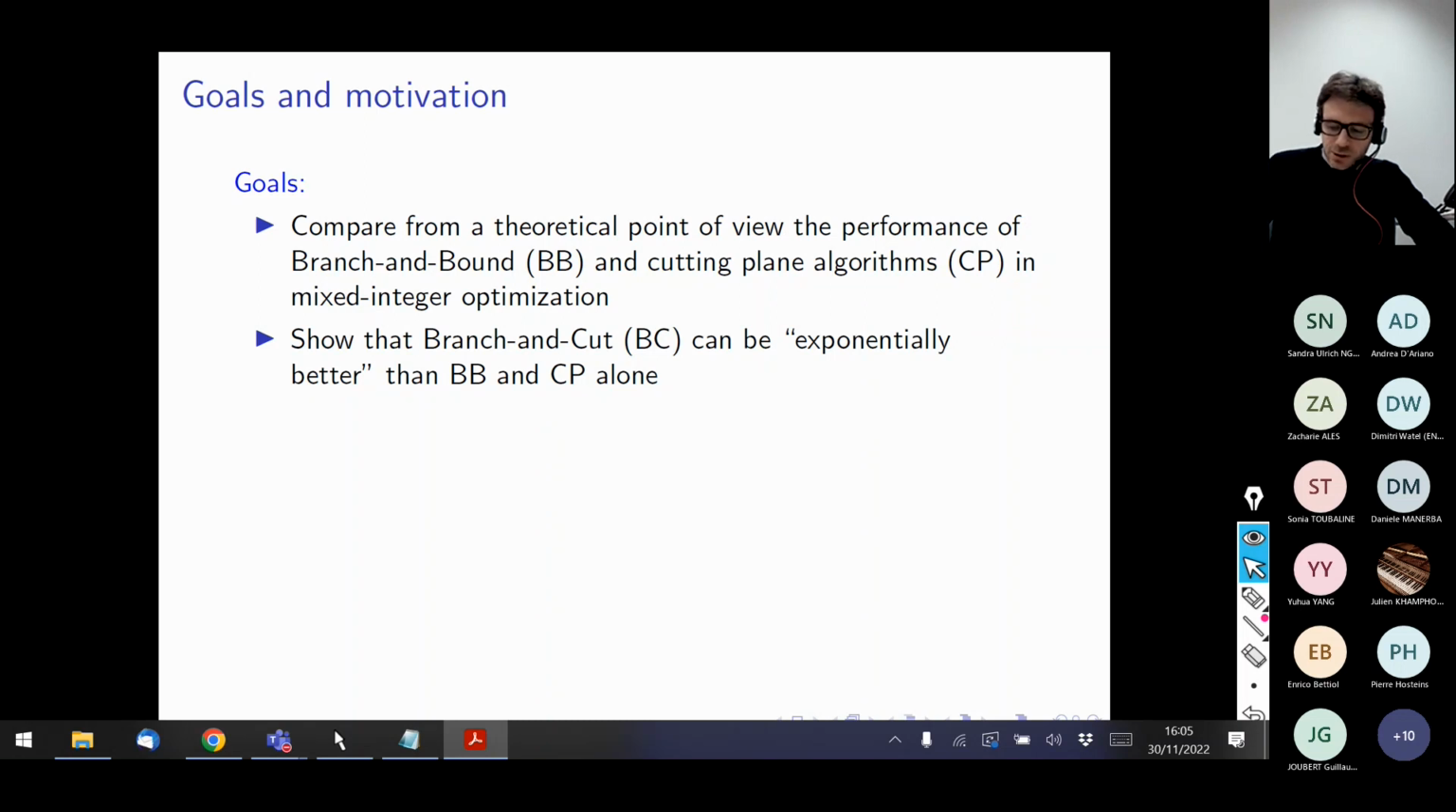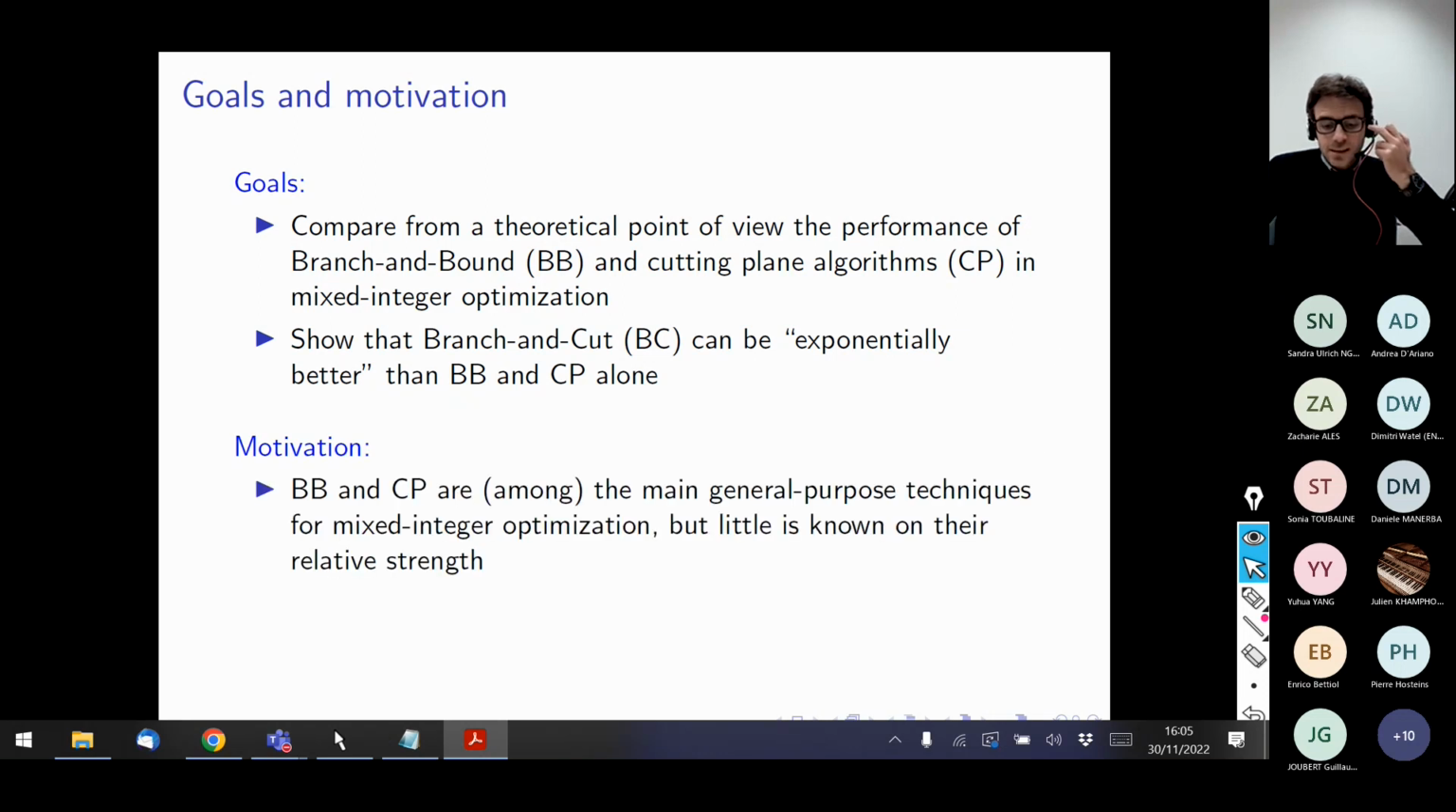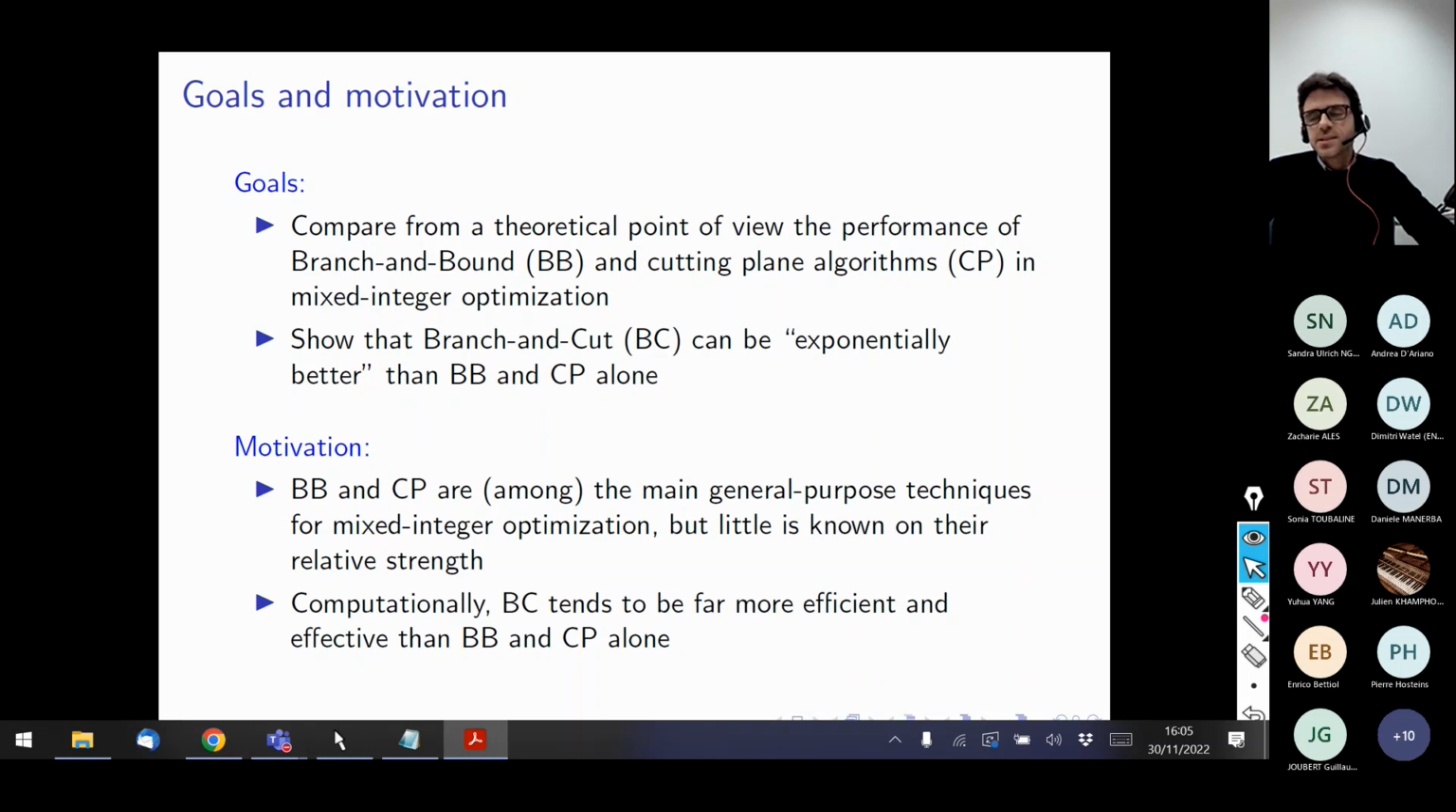And I think the motivation for these questions should be clear. For the first question, the reason is that branch and bound and cutting planes are, well, I wrote 'among' just to stay on the safe side, but I would say they're really the main general purpose techniques for mixed integer optimization problems. But if you look into the literature, there's not much about the relative strength of one method compared to the other from the theoretical point of view. And as to the second goal, everybody is aware that in practice, generally speaking, with all the exceptions that one can think of, branch and cut is the winning algorithm. Usually just branch and bound and just cutting planes alone are not very effective and efficient.